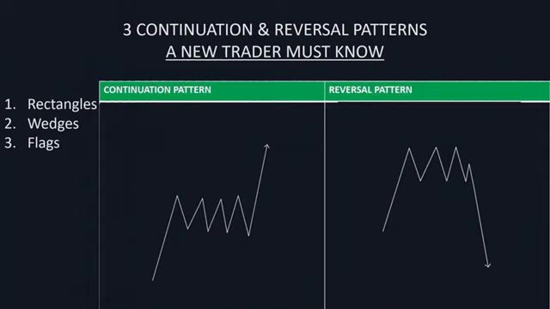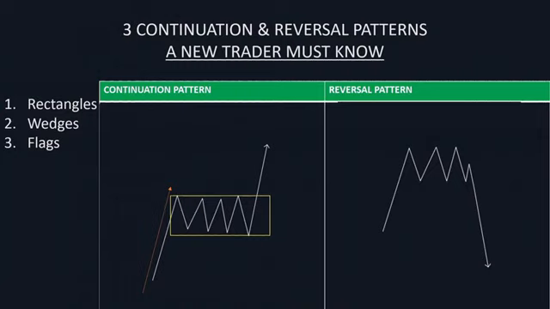For example, imagine price makes a strong push to the upside. That's your impulse move. Then it starts moving sideways, consolidating. Here's where we draw a rectangle around this consolidation. Notice how the price fits perfectly inside the rectangle. This is a rectangle pattern, a classic continuation setup.